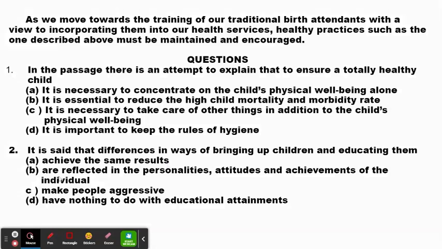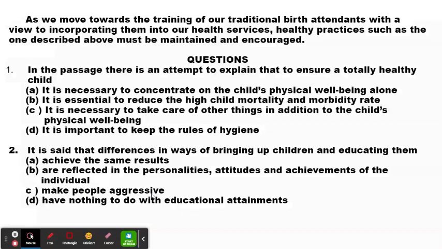So we eliminate A. B, are reflected in the personalities, attitudes, and achievements of the individual. This is quite close, because the child's personality, when you now begin to talk of the attitude, how someone can relate with the mother and with other people. So relationship is being talked about, and relationship, communication, attitude, all these are part and parcel of the things that can make someone an achiever in life. So B is the correct option.